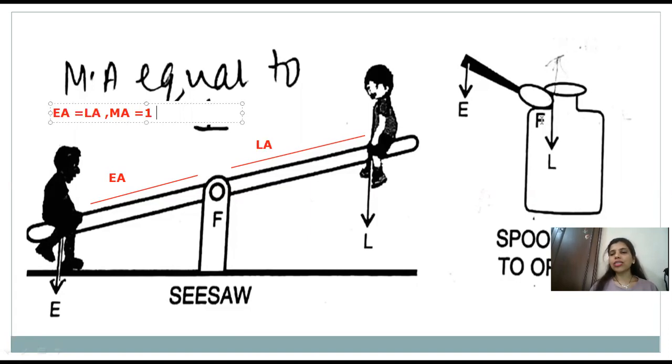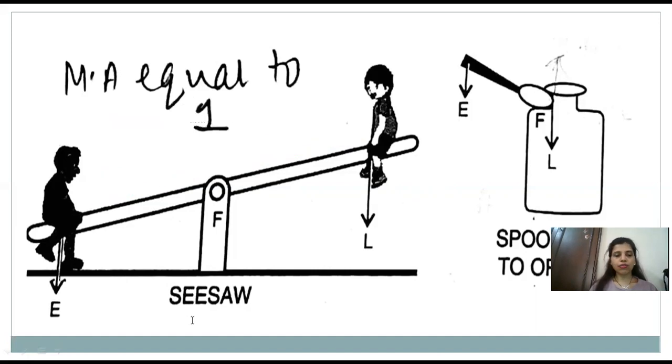Now you can see over here is the spoon where it is shown that the fulcrum is at the center, load is over here and the effort is over here. Again you can see the effort arm and the load arm if you compare. So the effort arm is longer than the load arm and that's why again here it's a force multiplier. MA is greater than 1. So I hope children till here it's clear. Now we go to the next diagram.